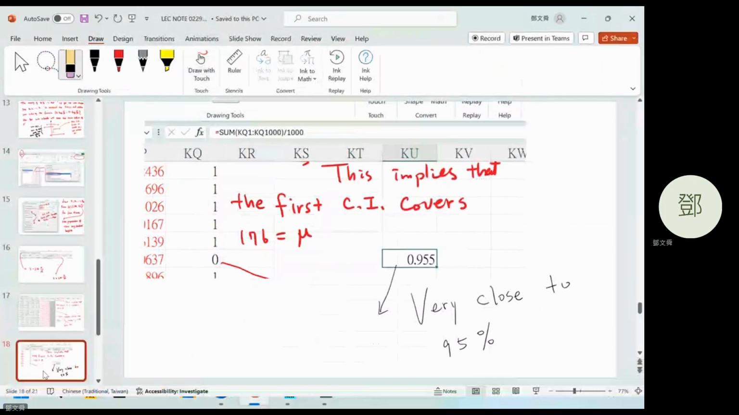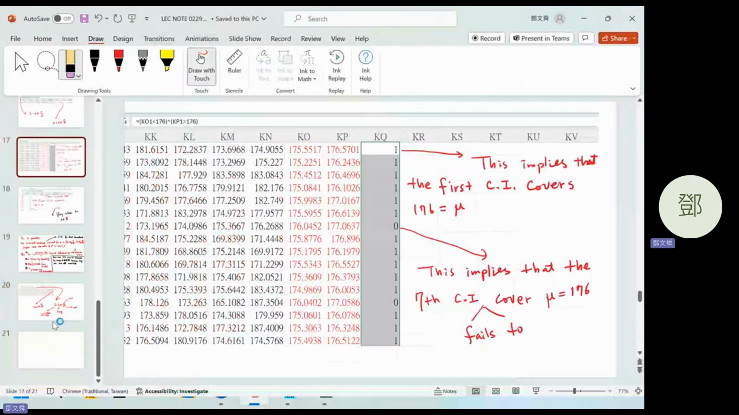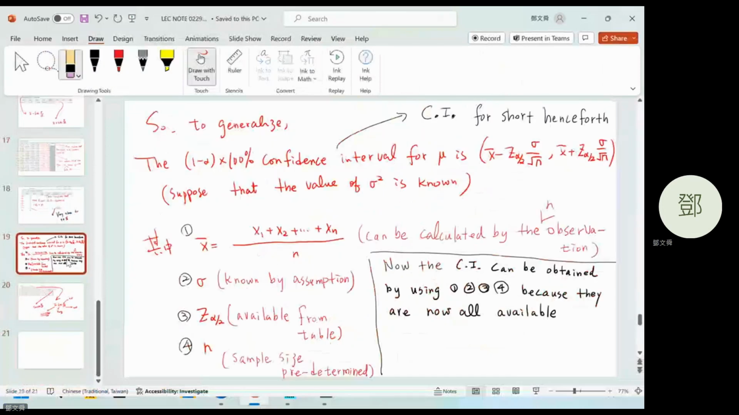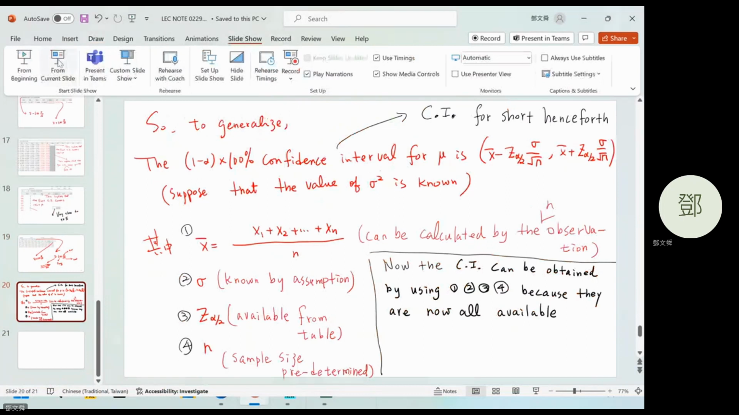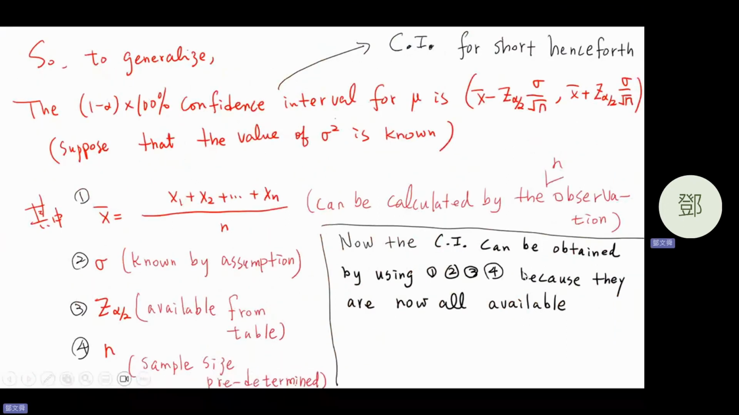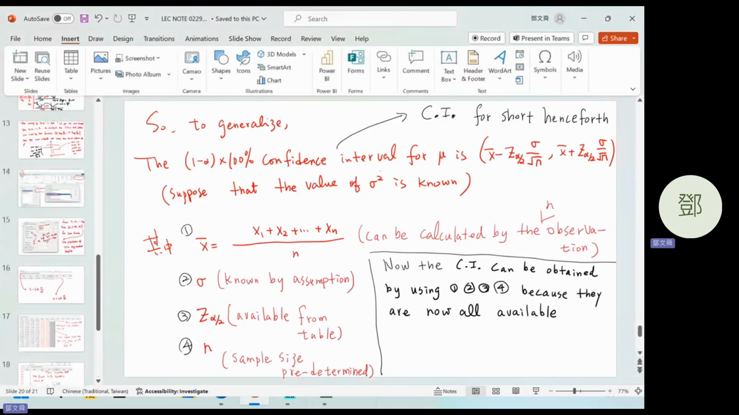I have to generalize. Now we know how to construct a confidence interval, and I wanted to generalize. So, did we stop here last week? Did we? No? Yes? Now, sorry, I had to generalize this.